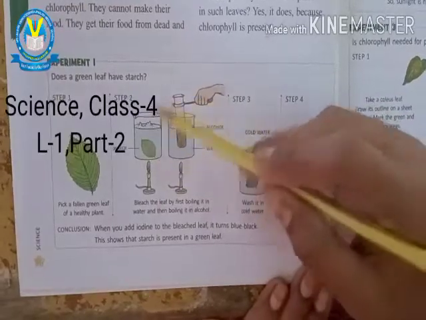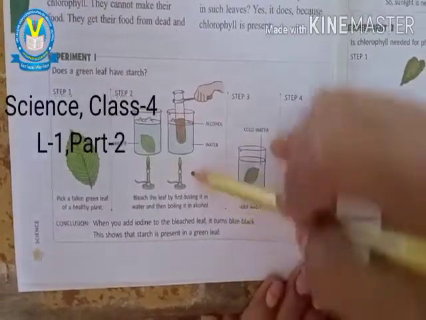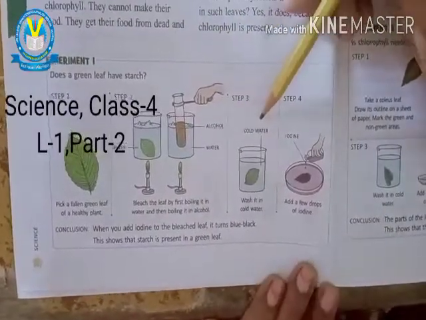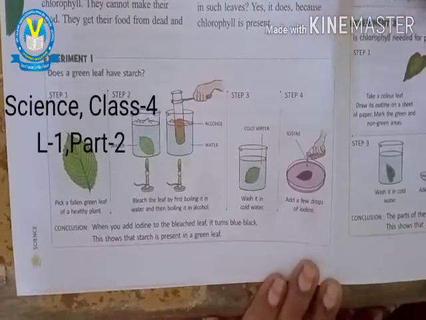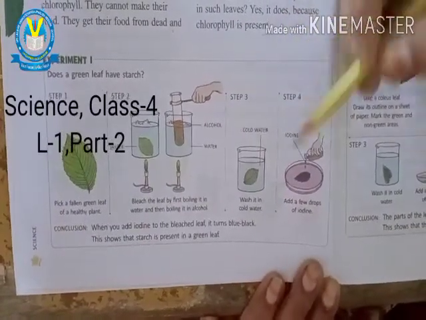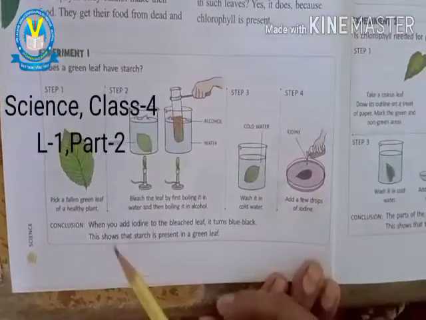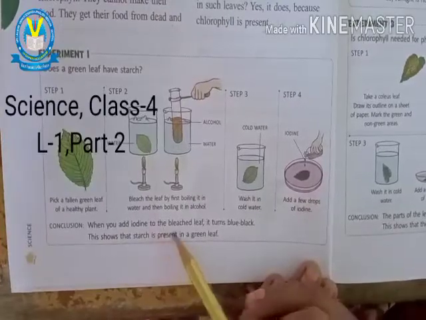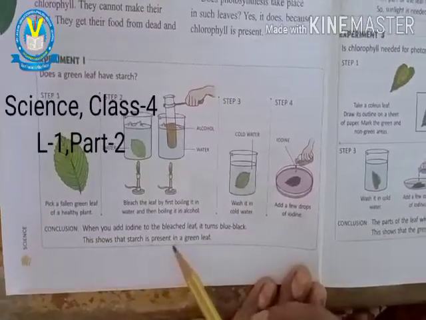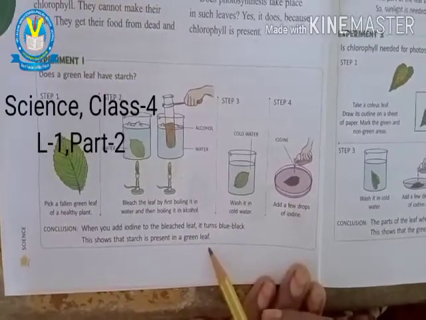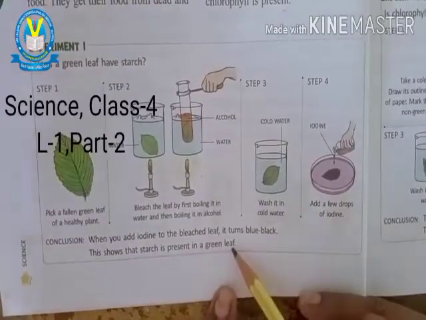In that, again the leaf and the alcohol mixture we are heating. Next, in step 3, we wash this leaf in cold water. Then in step 4 we add a few drops of iodine. In the conclusion, we know that when we add iodine to the bleached leaf, it turns blue or black. This shows that starch is present in a green leaf. So in this first experiment we know that the green leaf has starch.